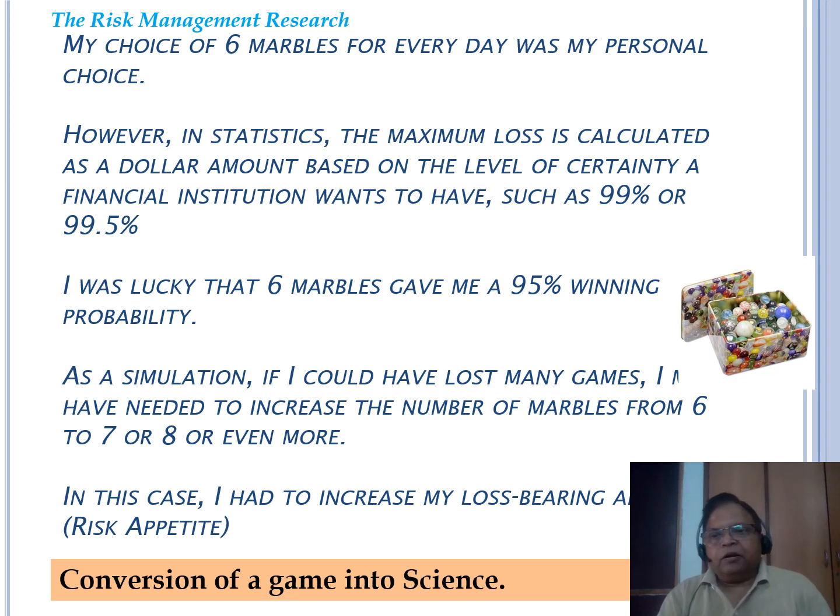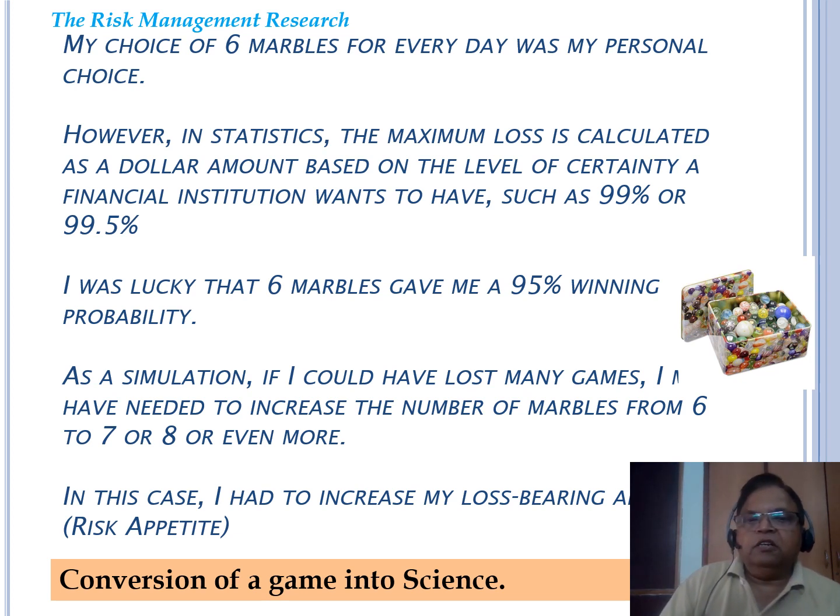Now here I come back to the convergence between the marbles and risk management. In my particular case, six marbles for every day was my personal choice. There was no science behind that. Why six marbles? Why not seven? Why not eight? Or why not 10? It was just my personal choice, just in my mind that six is a number. However, in statistics, the maximum loss is calculated as a dollar amount based on the level of certainty a financial institution wants to have, such as 99%. And that's what the concept of value at risk is.